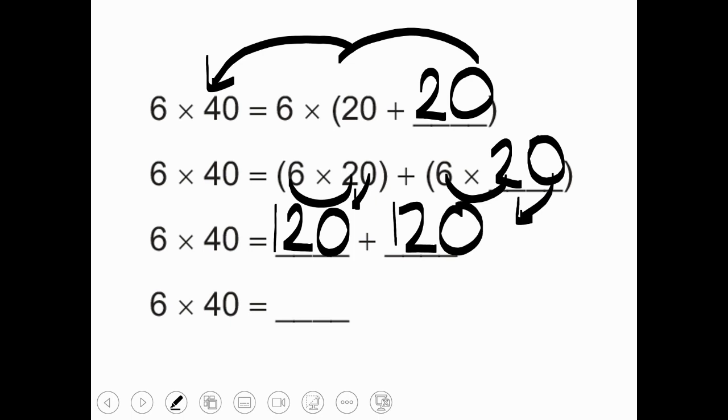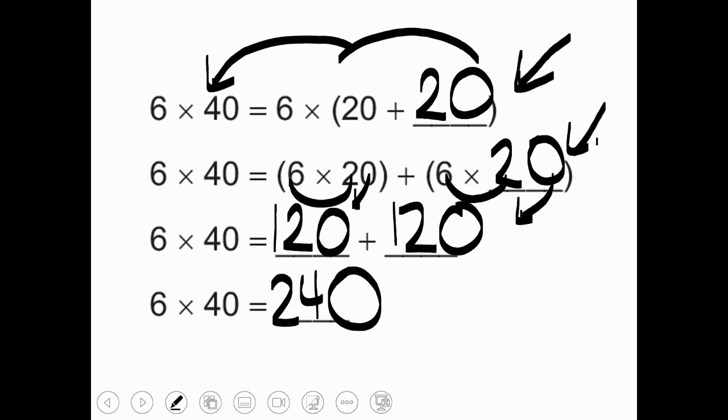I have 120. Now I'm going to add it back together. 120 plus 120 is going to give me 240. So 6 times 40 is 240. Again, my steps are what? Break it apart, multiply, and then add it back together.